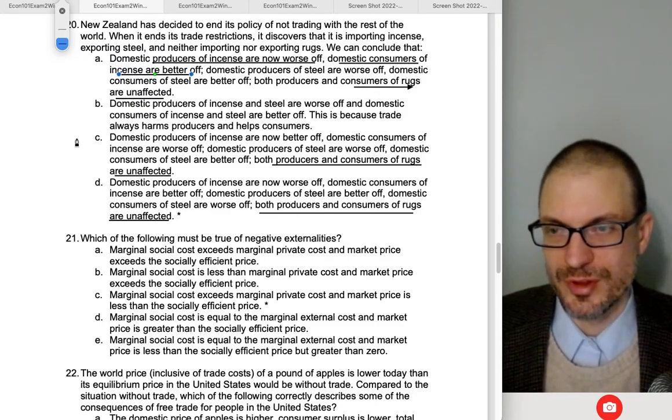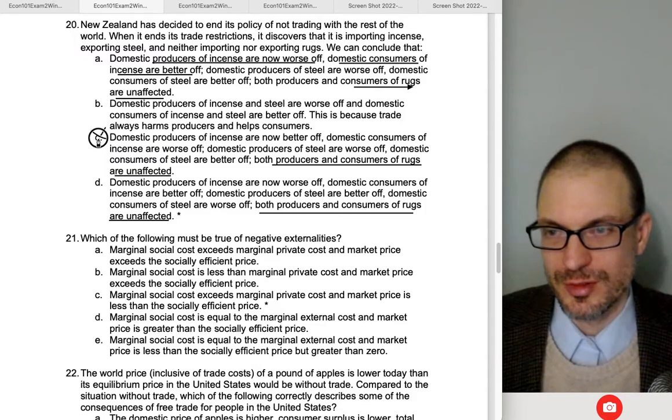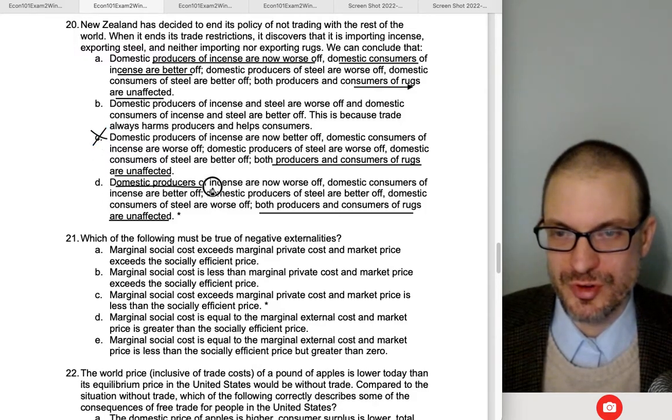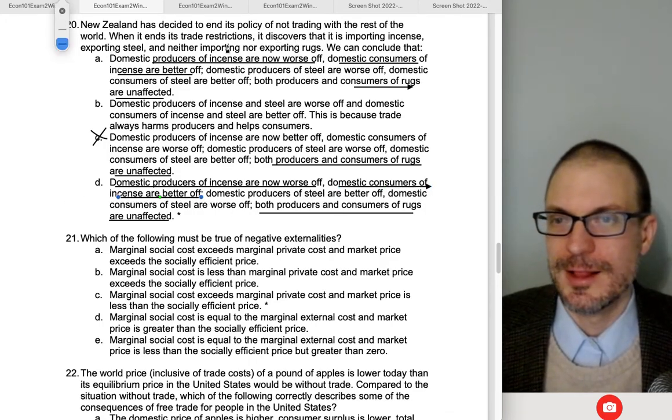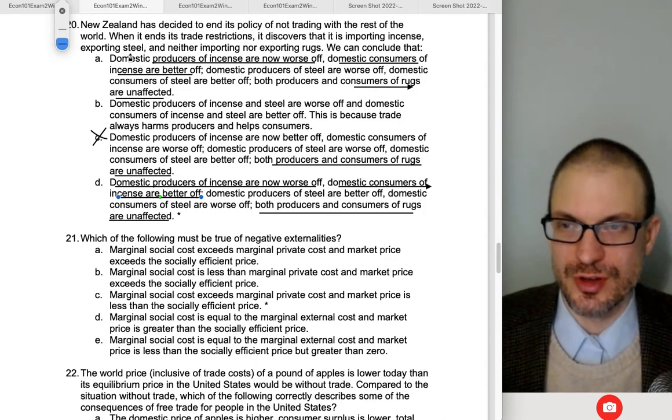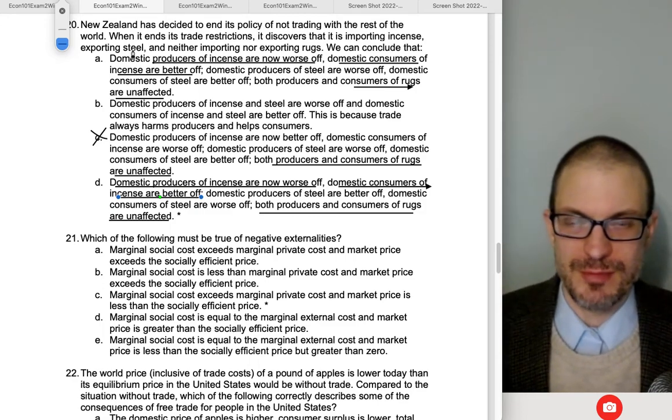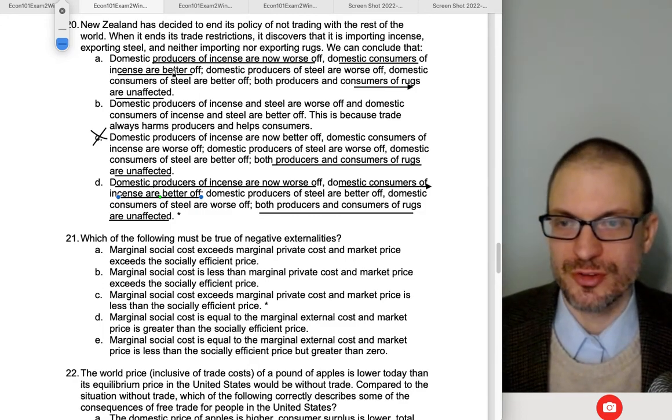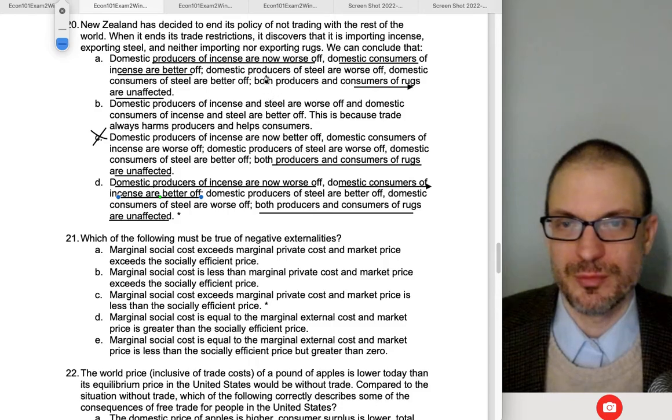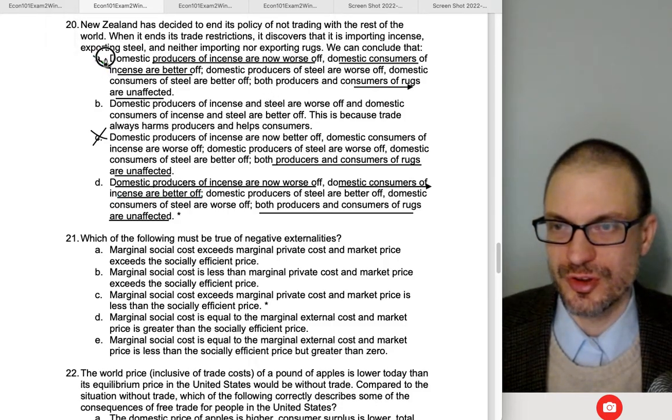What about down here? Producers are better off. Nope, it's not C, because the producers are not better off. Domestic producers of incense are worse off. Yep, domestic consumers of incense are better off. Yep, that's right. Okay, now let's look at steel. It discovers that it's exporting steel. If it's exporting steel, that's good for domestic producers, bad for domestic consumers, because you're going to bypass the domestic consumers and sell to foreign consumers. All right, so we want producers of steel are worse off. Nope, can't be this one. Can't be A, because producers of steel are actually going to be better off.